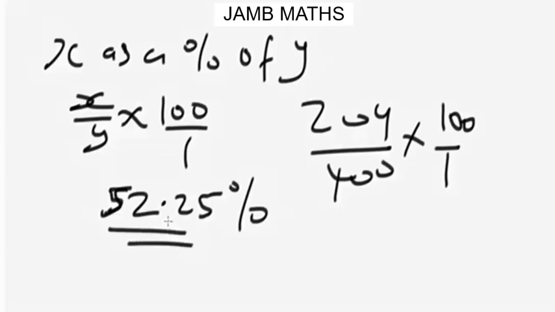Now, note that if the numerator x is bigger than y, you will get a percentage that is bigger than 100. Whereas if the numerator x is less than the denominator y, you will get a percentage that is less than 100. So that's basically what you have to know. Let's wipe this and look at a more practical question under expressing x as a percentage of y.